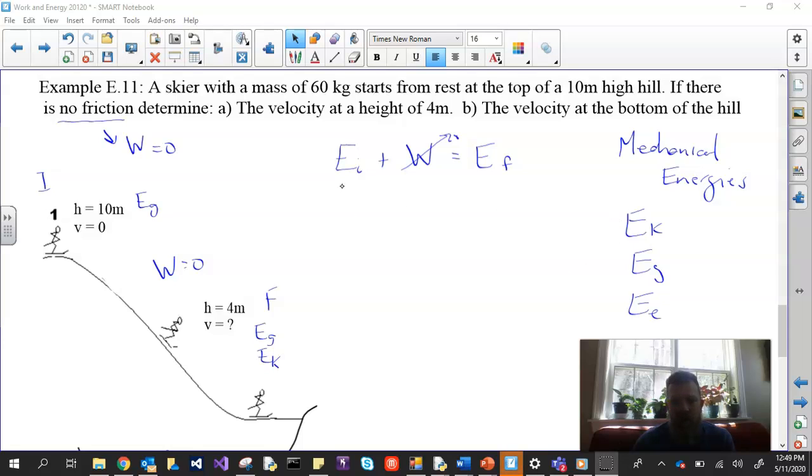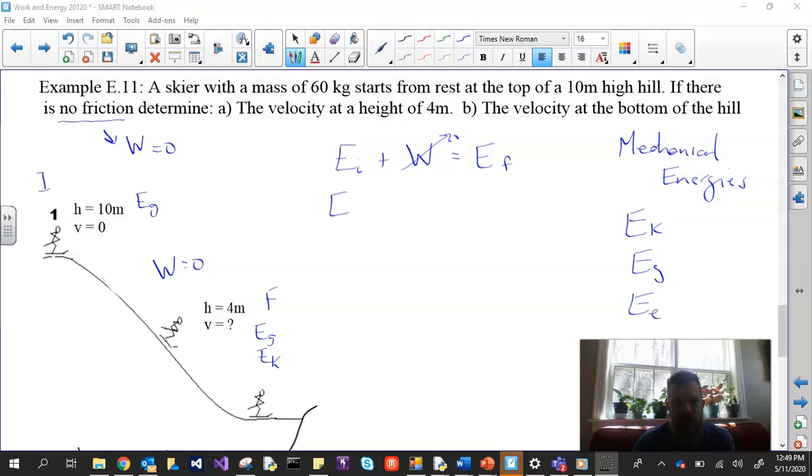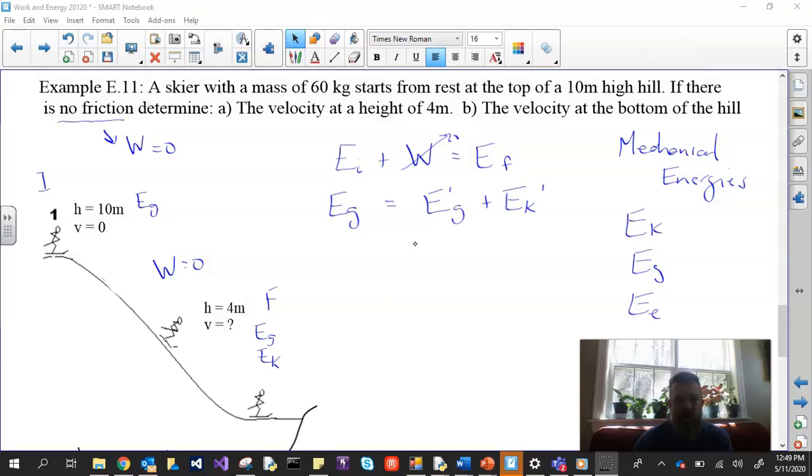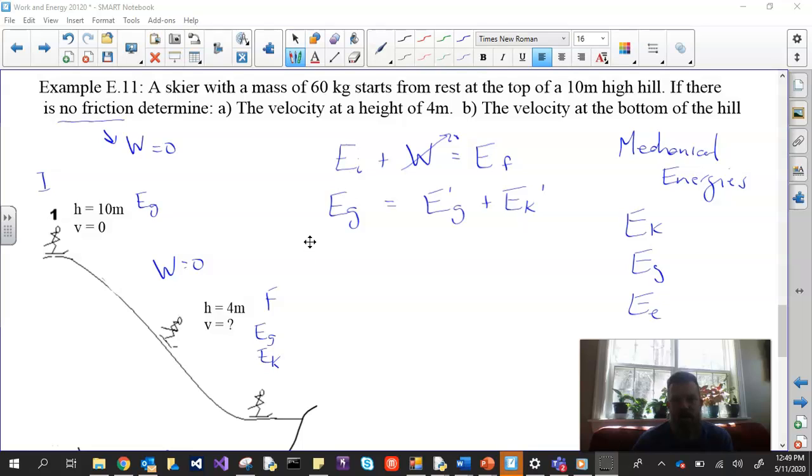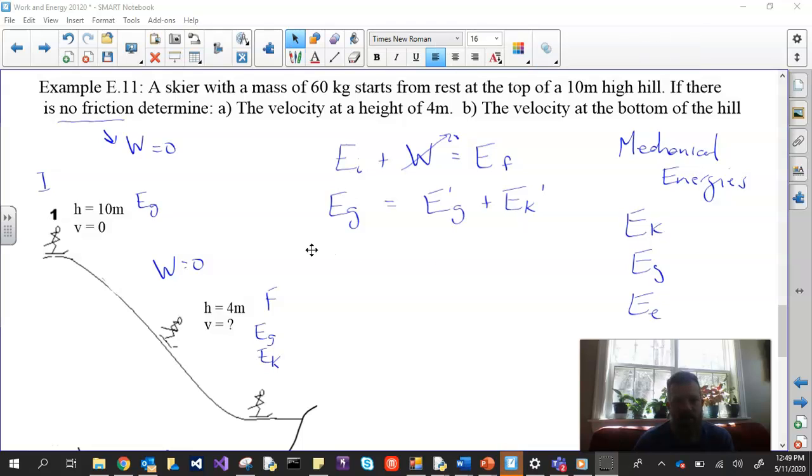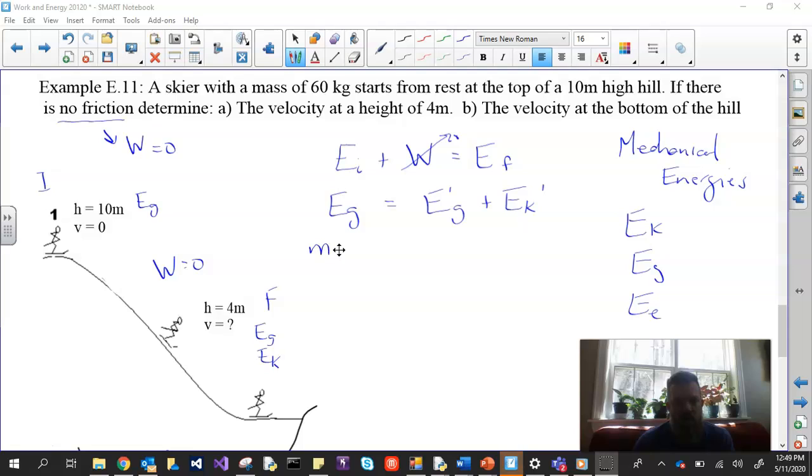So if I look at this, EI is this spot right here. So I'm going to change EI for EG. So at the beginning we have all gravitational. At the end we have gravitational and kinetic. I'll put the little apostrophe there to signify after. So EG prime. And then I'm going to change it. You could do them all off to the side, but it gets kind of ugly then because there's stuff going on everywhere. So EG is mass times gravity times height. And again, it's mass times gravity times height.